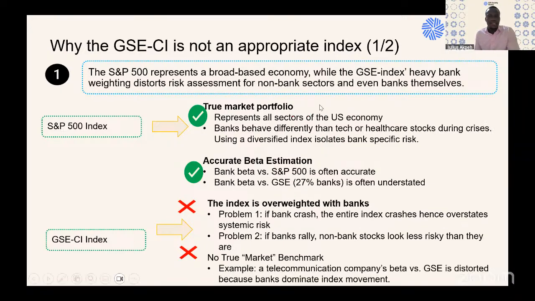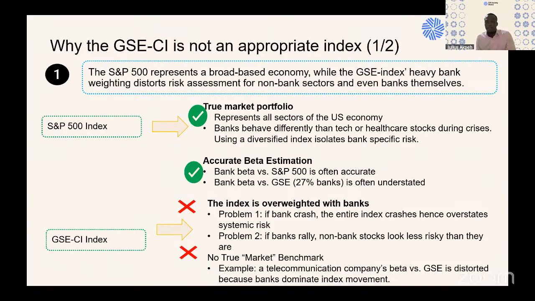Now, another thing, the last argument I want to make as to why the GSE index is not appropriate. Look, the S&P 500 actually represents a broad-based economy, while the heavily bank-weighted GSE index distorts risk assessment for non-bank sectors and even banks themselves. I explained this point for the non-banks, but let's get into it again. The S&P 500 is a true market portfolio. Don't forget that the expectations we are forming, the betas we are estimating and all that, have some underlying assumptions that must be respected, right? The S&P 500 is a true market portfolio because it represents all sectors of the US economy. Think about it: healthcare, financial, tech, all of that are included in the S&P 500.